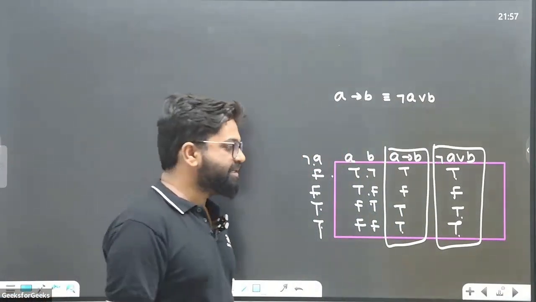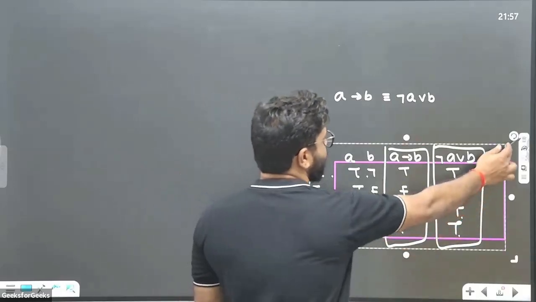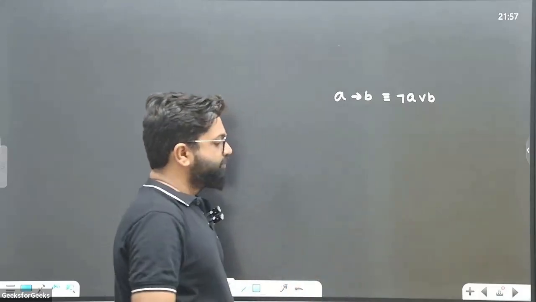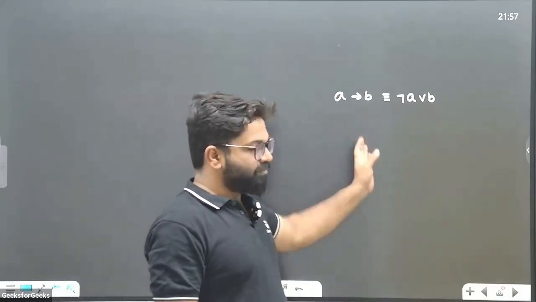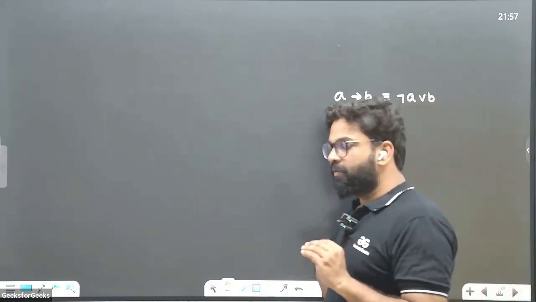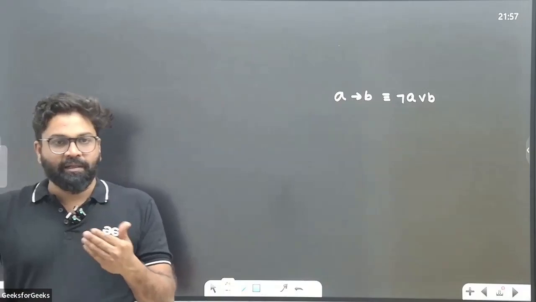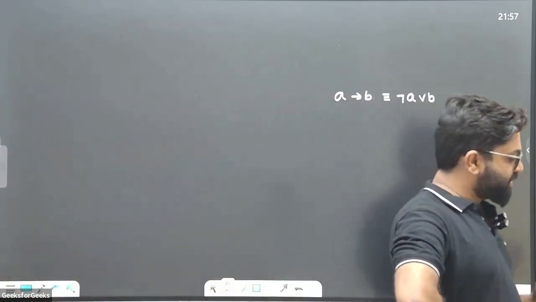That's the one thing. But I'm not trying to tell you that you have to use the truth table every time. I can say that A implies B is logically equivalent to negation of A or B. This you are using each and every day. Seriously. Every day you are using this.